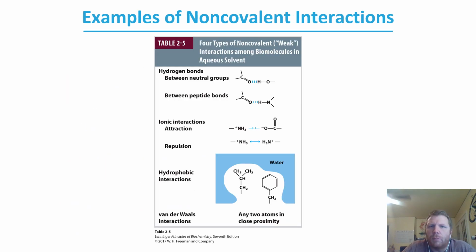Some examples of non-covalent interactions. Well, I just said ionic interactions. You've got attraction between a positive group and a negative group. You've got repulsion between two positively charged groups. Then hydrophobic interactions. Well, these are two different amino acid R groups that are going to be very attracted to one another because of the fact that both of them, I hate to be rude like this, but they don't care for water. They'd prefer to be around other hydrophobic residues in these hydrocarbon dense regions.